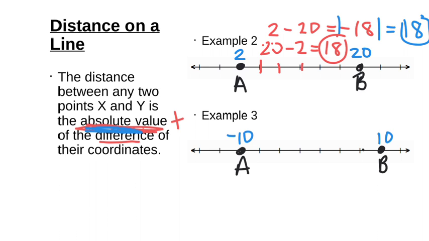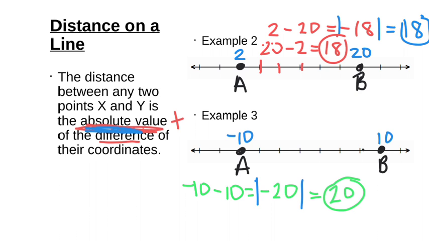Okay, so on example 3 here, you can take A minus B, so negative 10 minus 10 would give you negative 20 as your answer. The absolute value, which is shown using these bars, would mean that instead of negative 20, your answer is positive 20. Again, negative 20 inches doesn't make any sense. Okay, all distance values have to be positive.